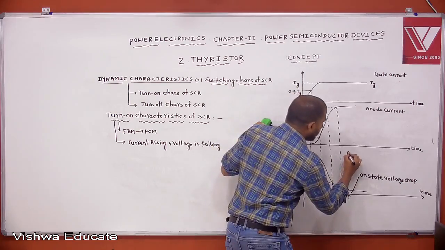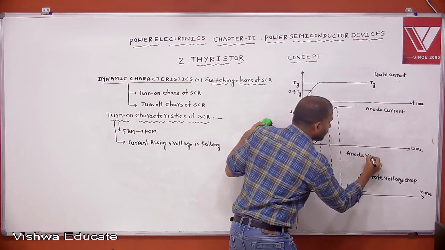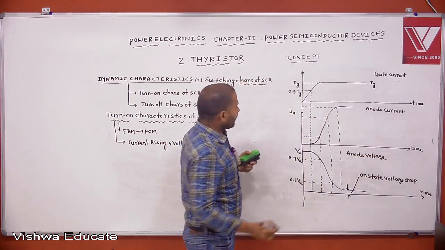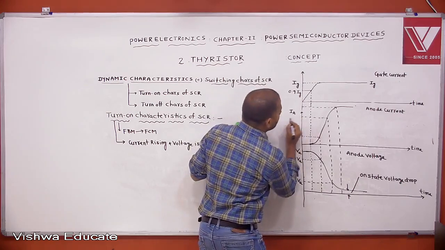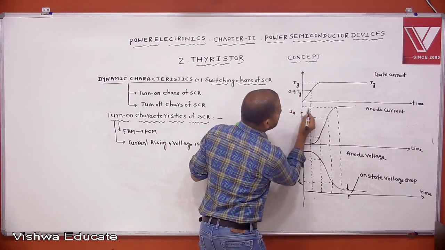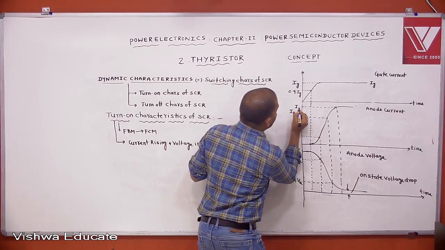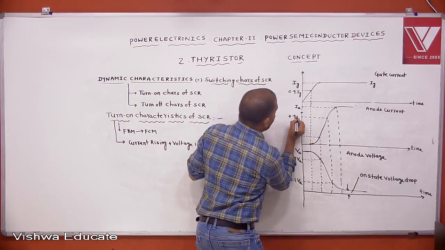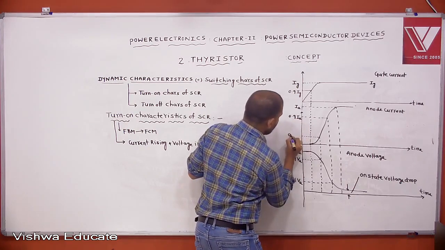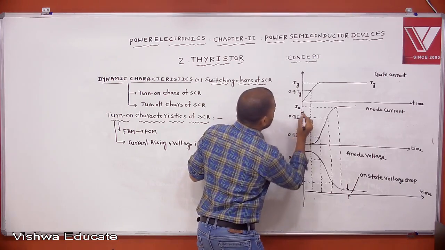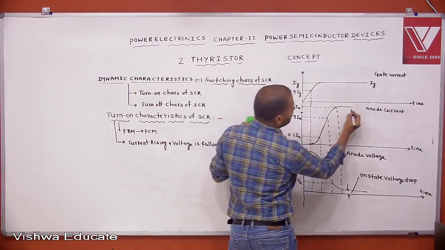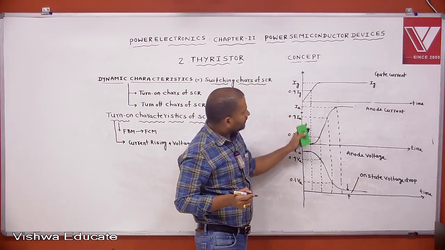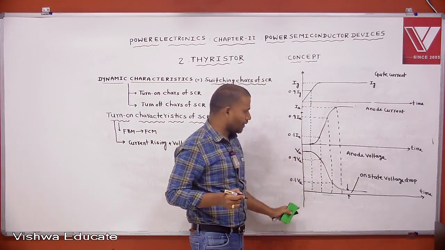This is the anode voltage waveform. This current is the anode current waveform. This is IA, the anode current waveform. This is 0.9 IA, and this is 0.1 IA. This current is the anode current, the IA waveform. This is the gate current waveform, the anode current waveform, and the anode voltage waveform.